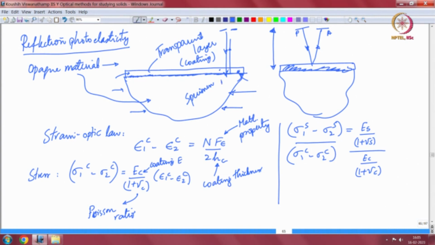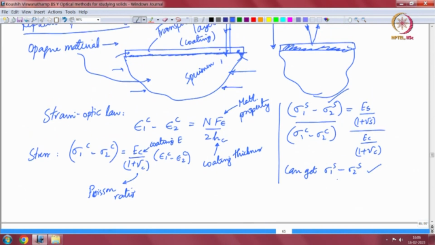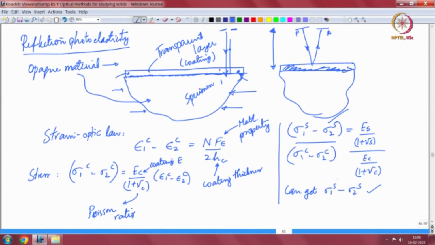So, the strains that are transmitted are the same. So, the stresses are in the ratio of their elastic constants. So, from here you can get sigma 1 s minus sigma 2 s. Okay. And you have to do the same thing as we did before. So, there really is nothing more to this than what we have discussed.